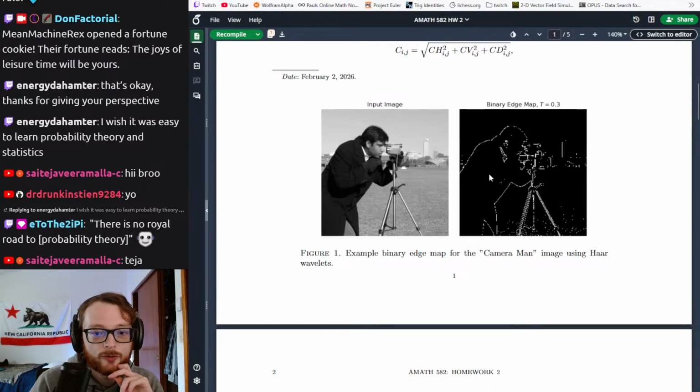We're making an edge detection thingy with wavelets.